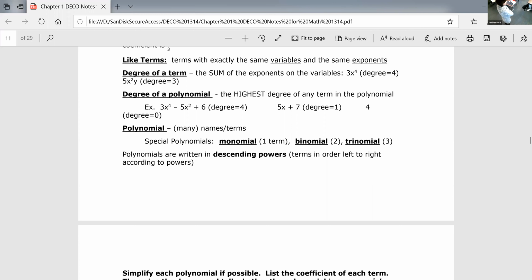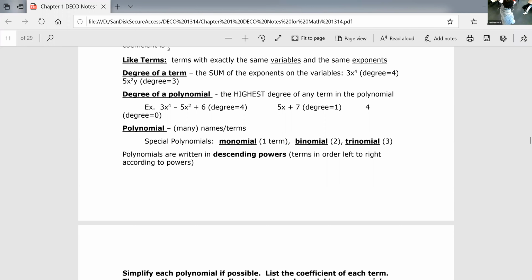Poly is the root that means many. So many terms or many names, not the NOM part of nomial comes from name. So when we're talking about a polynomial, it typically is identifying that there is probably more than one term. Now, if there is just one term, we give it a special name, monomial. The M-O-N-O means one.